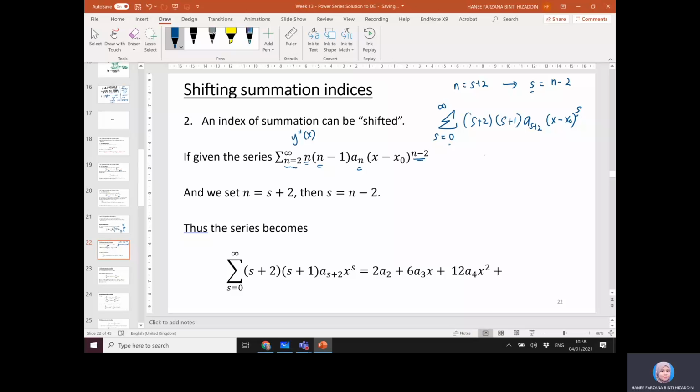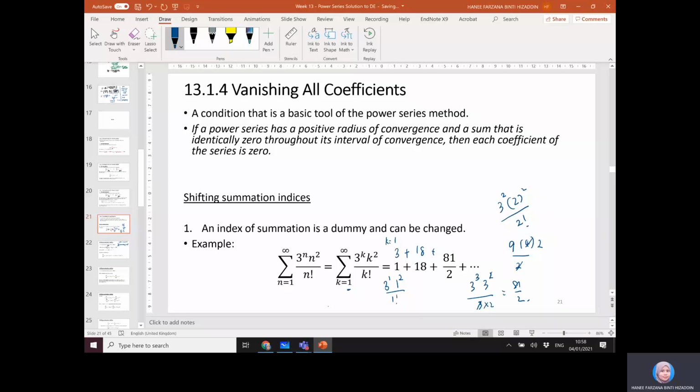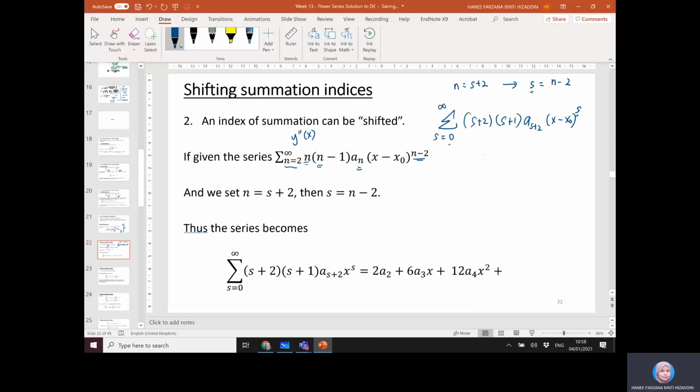And remember the previous property that the index of summation is just a dummy and can be changed. So you can also rewrite this series if you want it to be maintained using n. It starts from n equals 0 to infinity, n plus 2, then n plus 1, a sub n plus 2, x minus x naught to the n. So what you did is just shift the index from n minus 2 to just n, and from n starting at 2, now n starting at 0. Okay, so that is the long way of doing it.